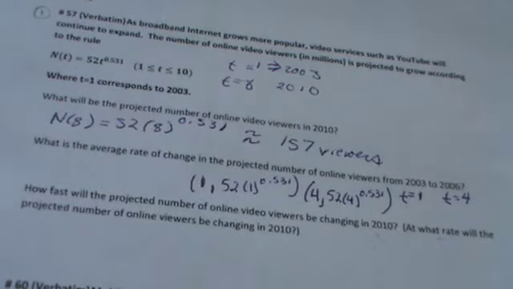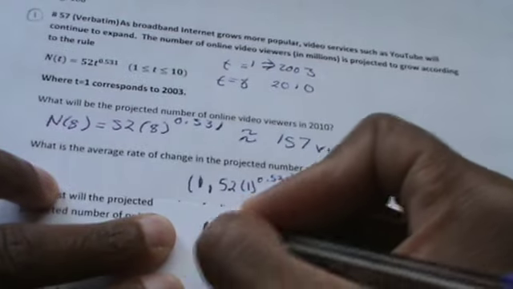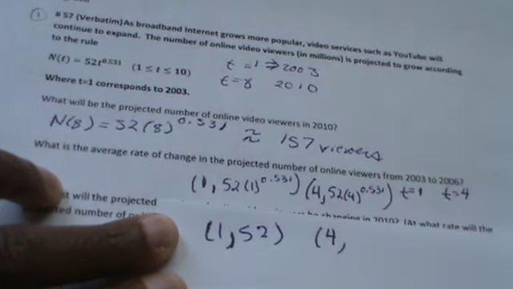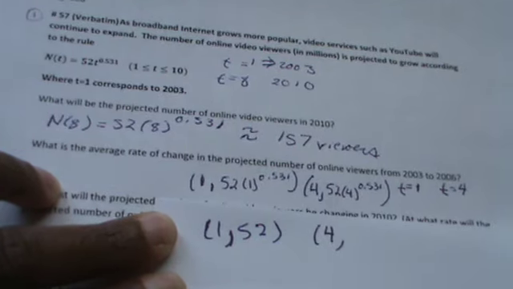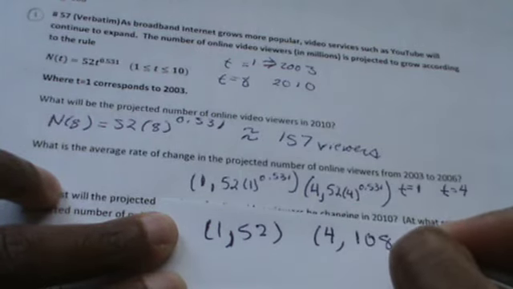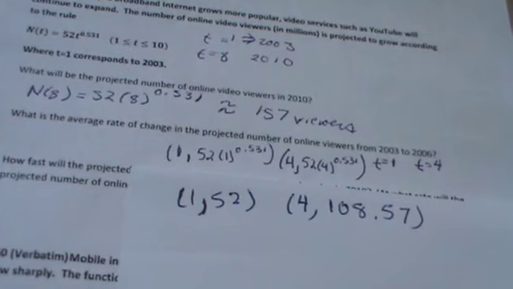So let's see what those are. If we do the math, we get that the points of which we speak are 1 comma 52, and also 4 comma 108.57. And yes, I know that the decimal isn't going to make any sense. I'll clean that up in a minute.